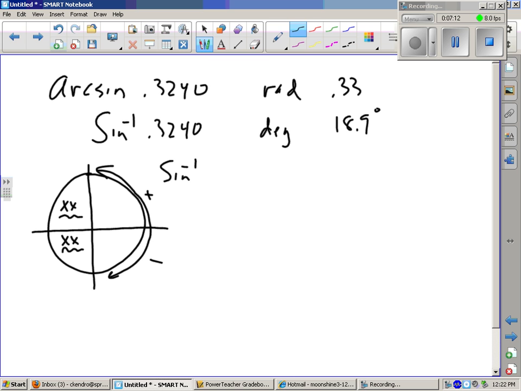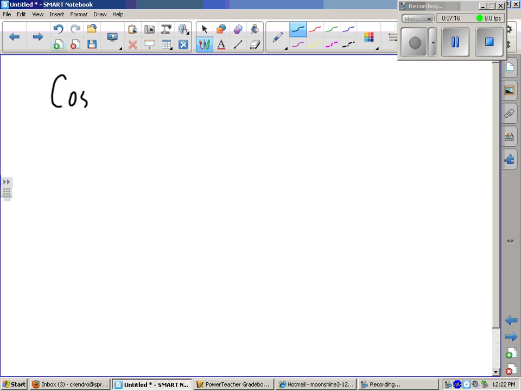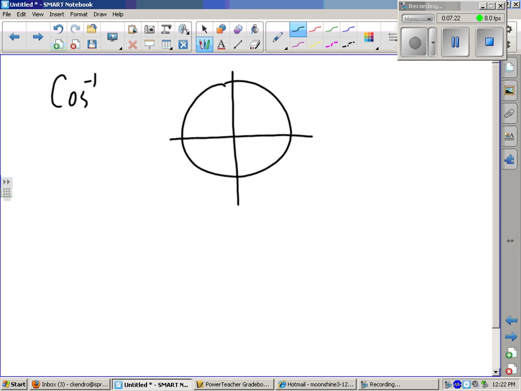Now cosine, capital C cosine, is restricted in a different area. Cosine, you get a positive answer here and a negative answer here. So you're restricted from 0 to pi because you'll get all your positives and negatives in those two quadrants. These are the dead zones for cosine. Don't go in there. Stay away. It's bad. It's dangerous.